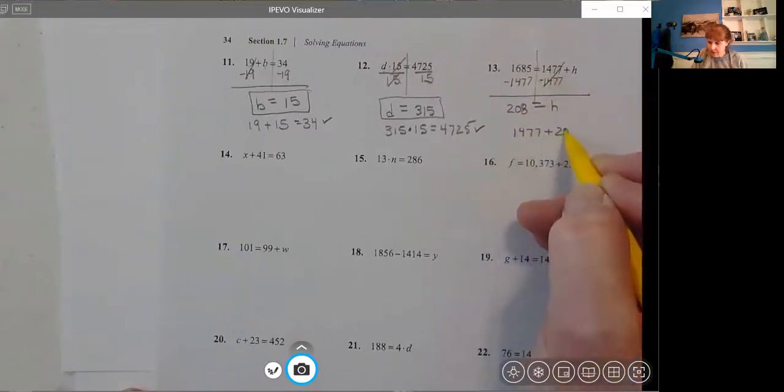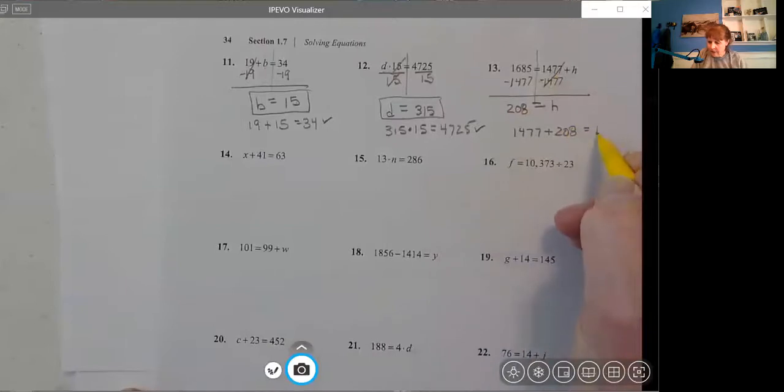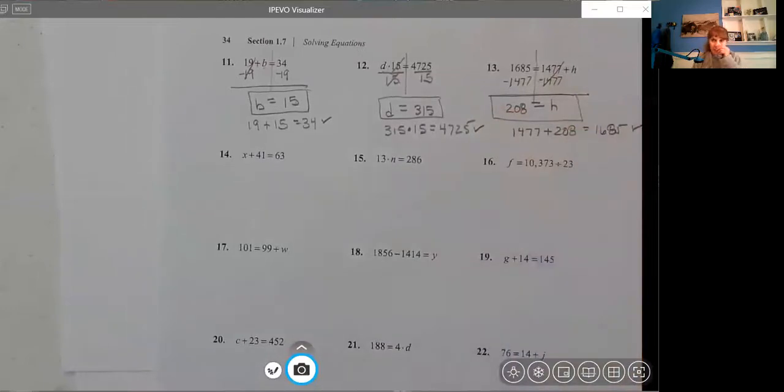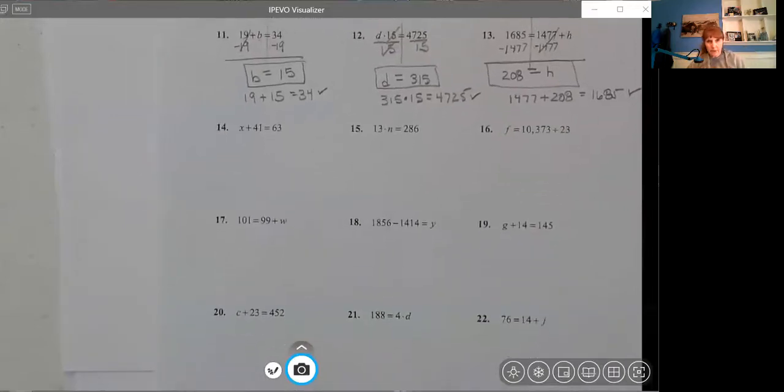Plus 208, you will get 1,685. So again, it's just a matter of doing what's called the opposite operation to move something from one side of the equation to the other side of the equation. Let's keep practicing. Number 14.